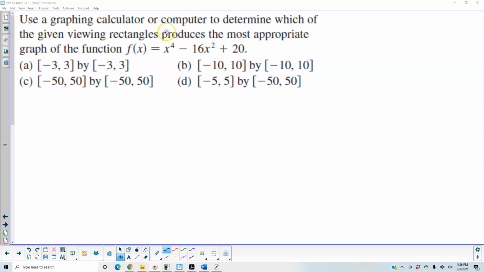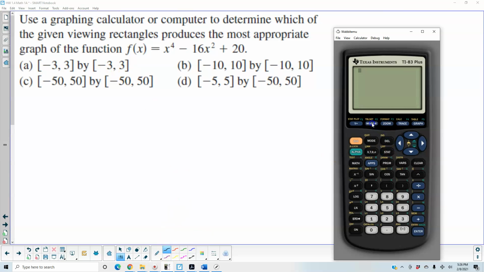Using a graphing calculator or computer to determine which of the given viewing rectangles produces the most appropriate graph of the function f of x, which is equal to x to the fourth minus 16x squared plus 20. The viewing rectangle for part A is negative 3 to 3, which is the x min and x max, and the y min, y max is negative 3, 3.